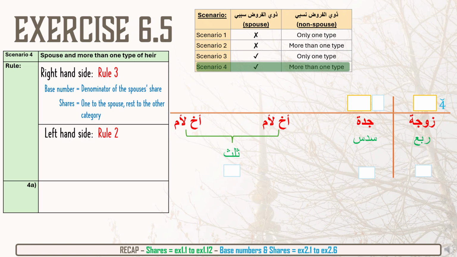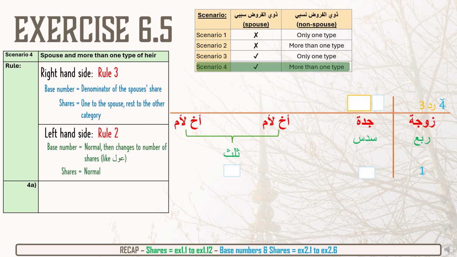Thereafter, you give the spouse a rubu' of 4, which is 1, and you write down however much is left next to the radd. So as you can see, once we've completed the right hand side, it will look like 4, radd 3, and the spouse has got 1. On the left hand side, we will apply rule 2. Now what was rule 2?